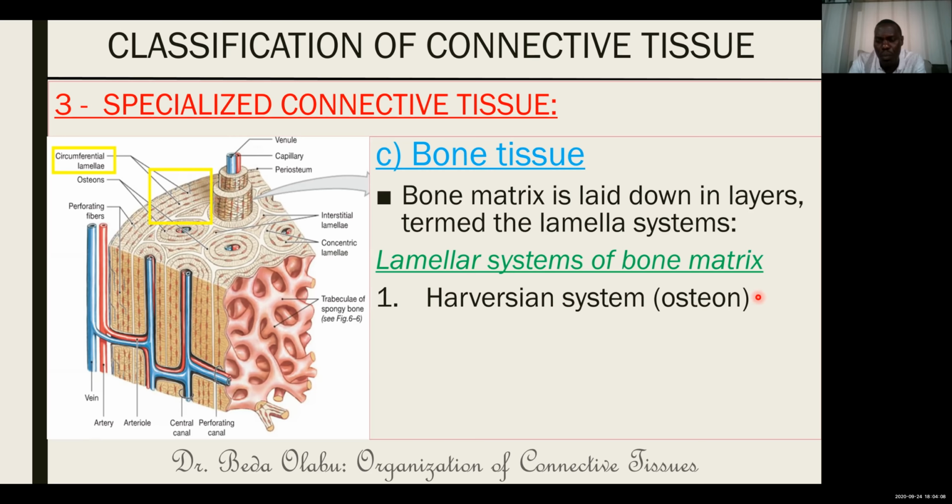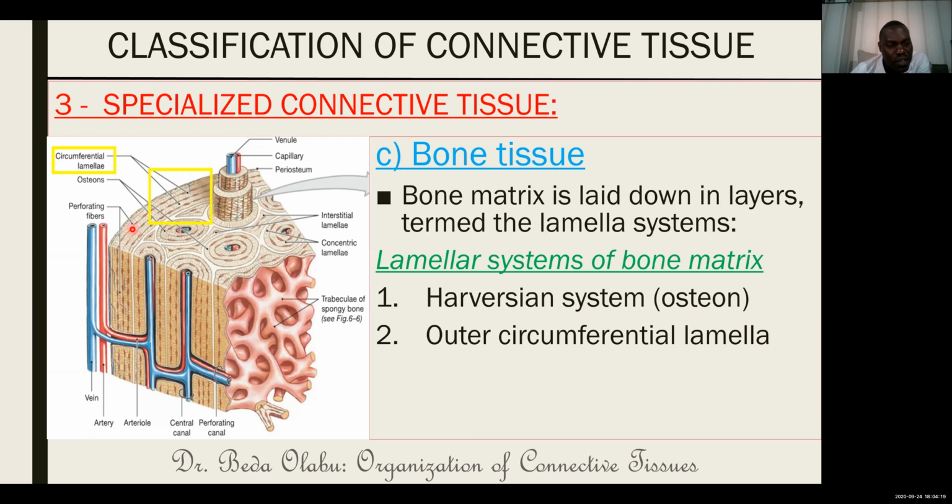There's another lamellar system. Now these ones are running on the outside of bone. They are layers, but they're running concentrically around the bone near the outer surface, in the circumference. So we call them the outer circumferential lamellae. Compare that with these ones. They are still circumferential, but on the inner side. So we call them inner circumferential lamellae.